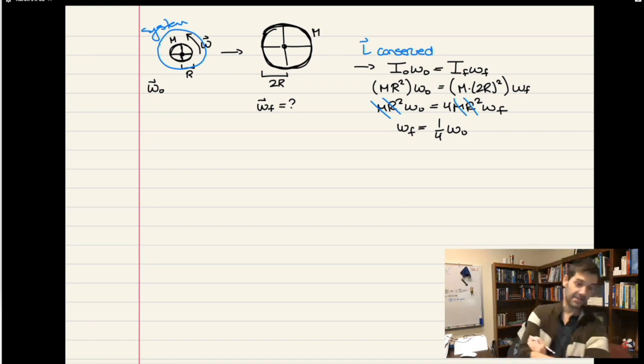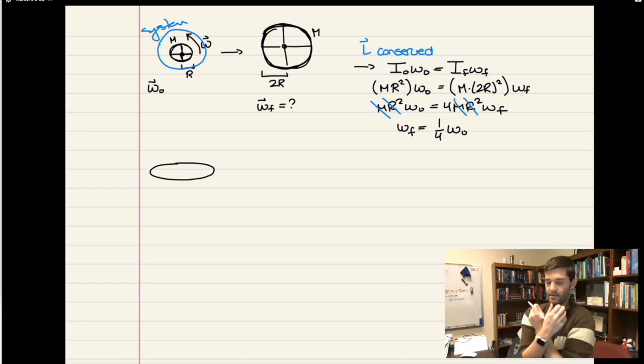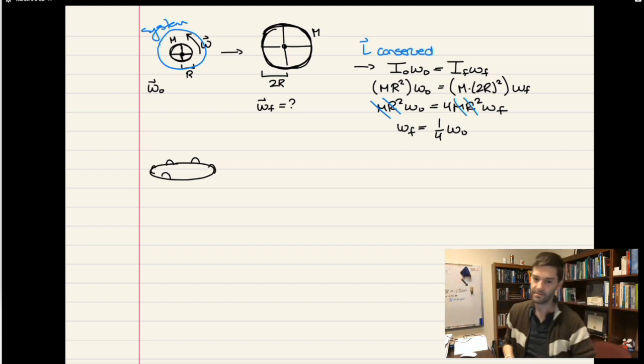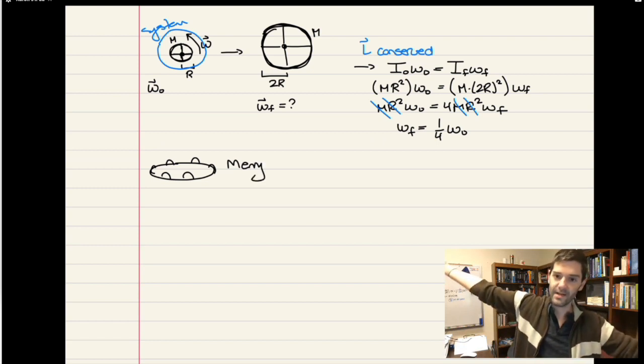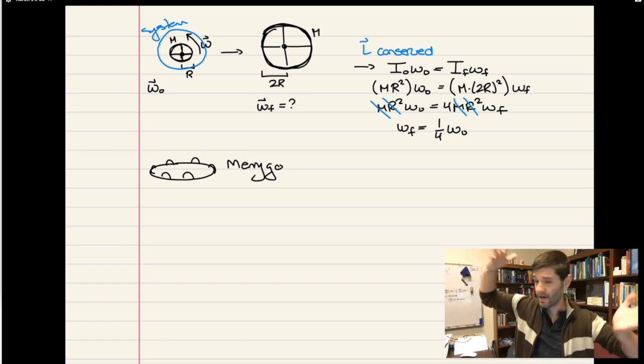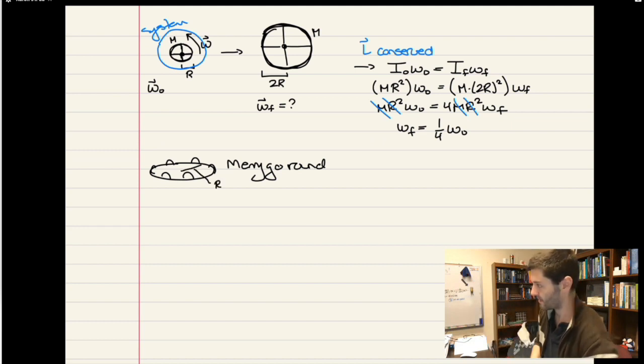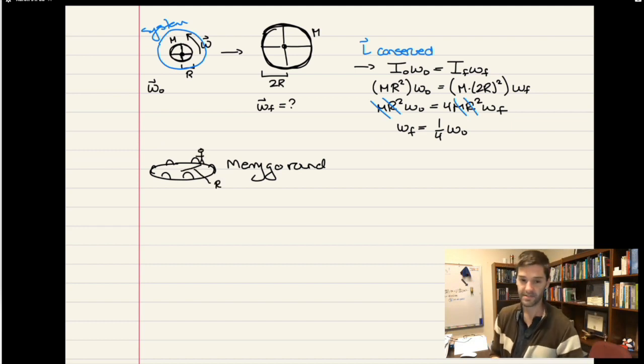This is essentially the ice skater in reverse. The ice skater moving their arms back out will slow down. That's essentially what's happening here. More of the mass is being moved farther away from the rotation axis, and therefore it takes more effort to get that thing to rotate at all. And as a result, the angular velocity decreases as a way to compensate while conserving angular momentum.